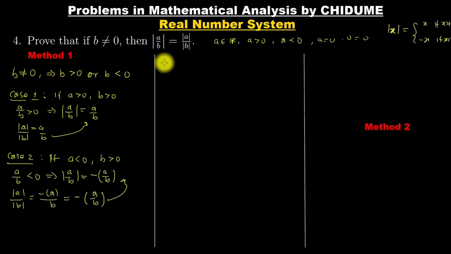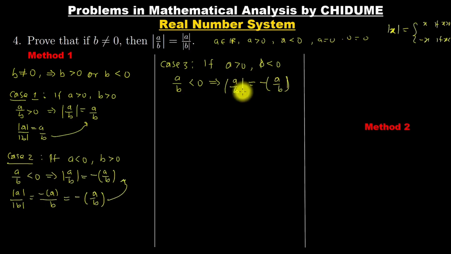So for case 3, that's if a is positive and b is negative. If a is positive and b is negative, definitely a over b is going to be negative, since one of them is negative. So if I take the ratio, it's still going to be negative. That implies that the absolute value of a over b is going to be negative of a over b, since a over b is negative.